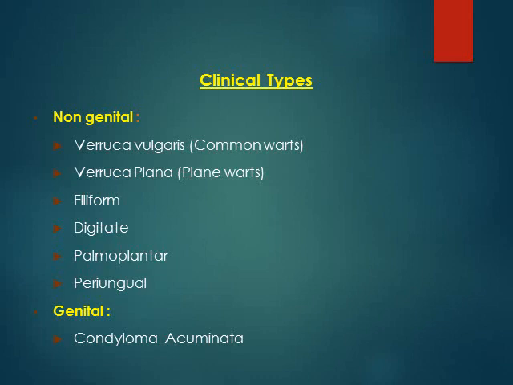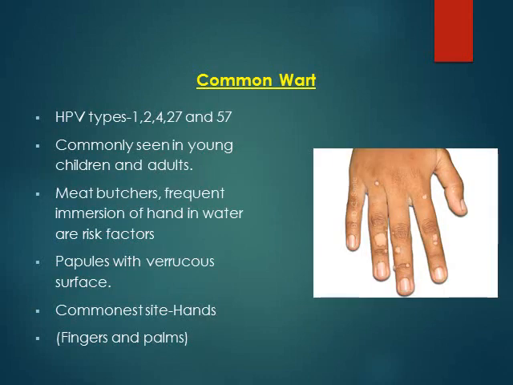So, what are the clinical types? The clinical types are non-genital and genital. The non-genital ones are verruca vulgaris, verruca plana, filiform, digitate, palmoplantar, and periungual wart. Genital is condyloma acuminata. Common wart is caused by HPV type 1, 2, 4, 27, and 57.